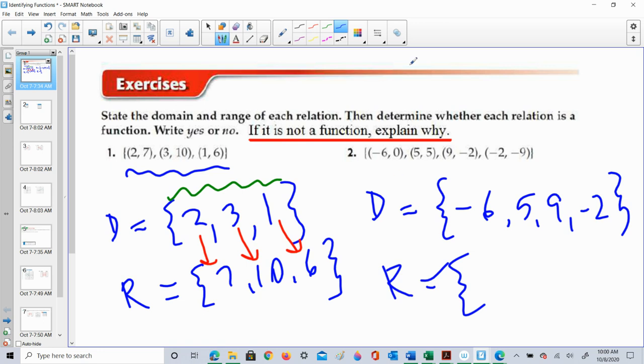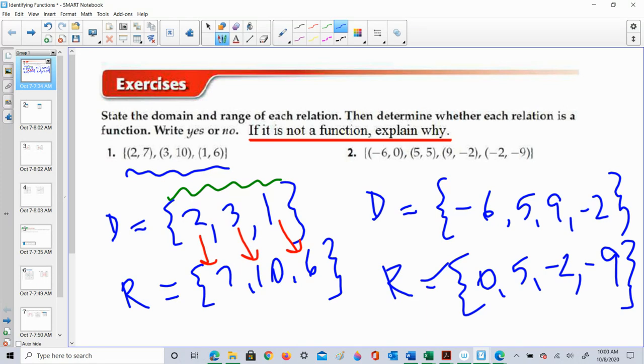All right, so let's pick up where we were. Domain: -6, 5, 9, and -2. What is our range in this? Our range is the y values: 0, 5, -2, and -9.